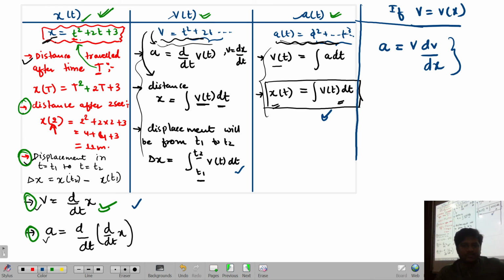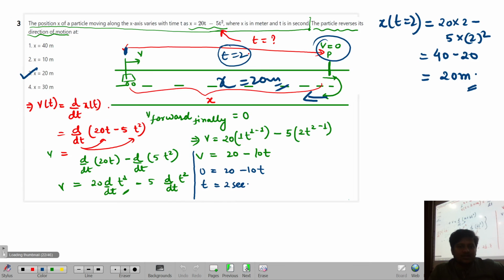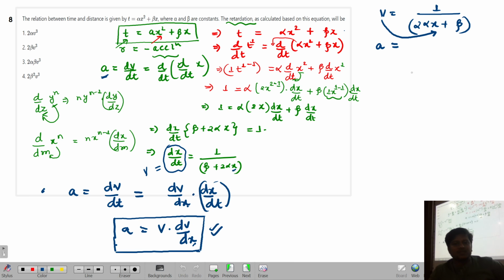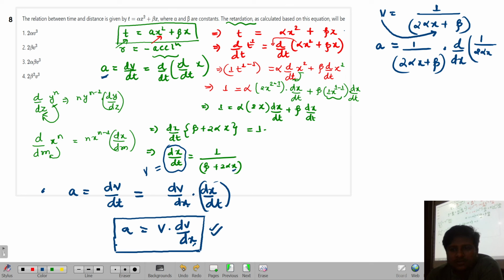So if velocity is dependent upon position on the RHS, if you see a position in velocity, which formula do we need to apply? A is equal to v into dv by dx. As I got from this question, we observe that velocity is dependent upon position. Acceleration will be what? Velocity first, 1 by 2 alpha x plus beta, into d by dx of 1 by 2 alpha x plus beta. Till this step, is it clear or not? Tell me, guys. Is everything clear?